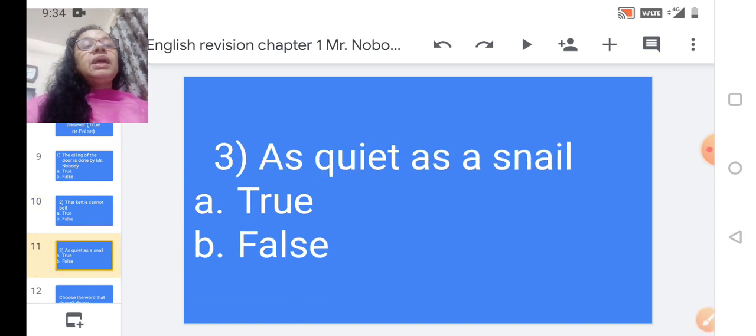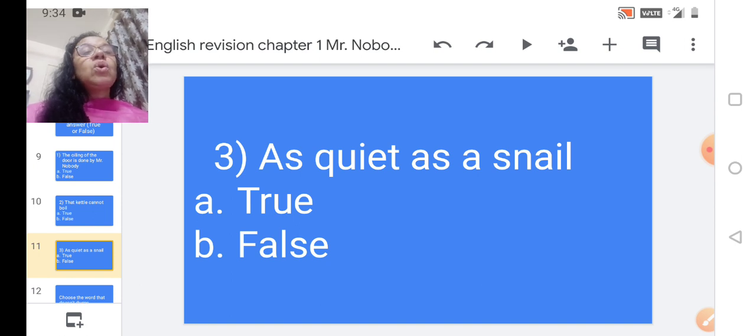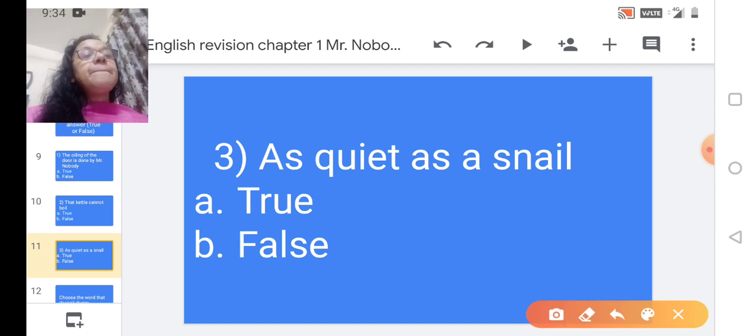Now, number 3, as quiet as a snail. If you remember the first two lines of the poem, no, it has to be, it was as quiet as a mouse. So which option are we choosing? This is not the correct one, so this is false. So we are choosing option B, false.